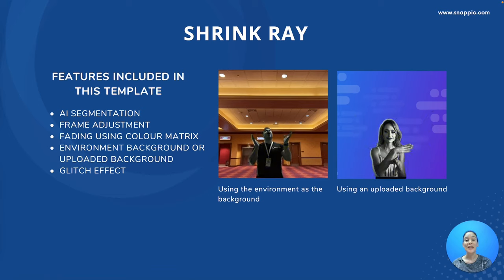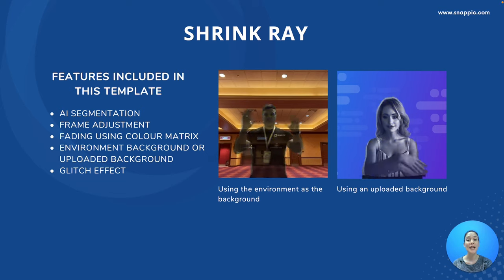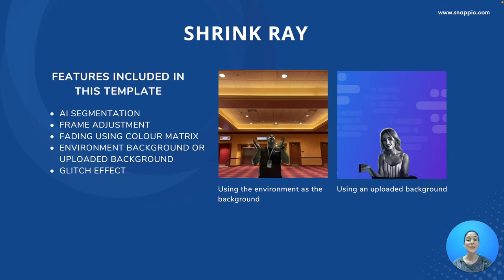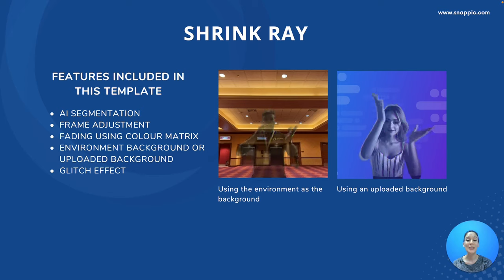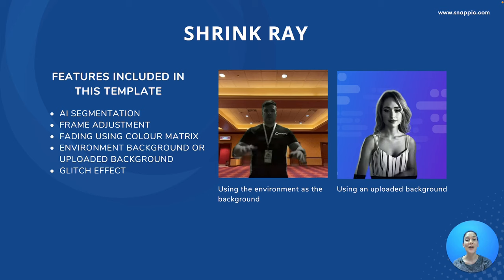Next, we'll be looking at shrink ray. The features included in the templates that you'll see here are AI segmentation, frame adjustment, fading using color matrix, using the environment as a background, or an uploaded background. That is why there are two examples. One has an uploaded background and the other will use the background from your event environment. You can see these and the differences on screen here.